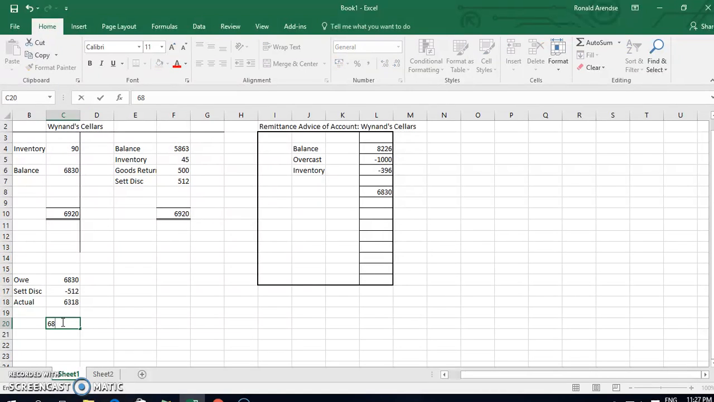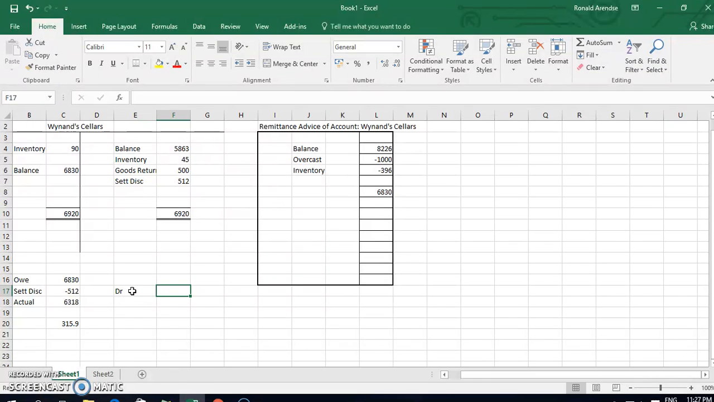Then we say that 6318 is the only portion that the settlement discount applies to. So we say 6318 multiplied by 0.05. And we get to a discount of 316 rand. So that is the settlement discount that we can claim.